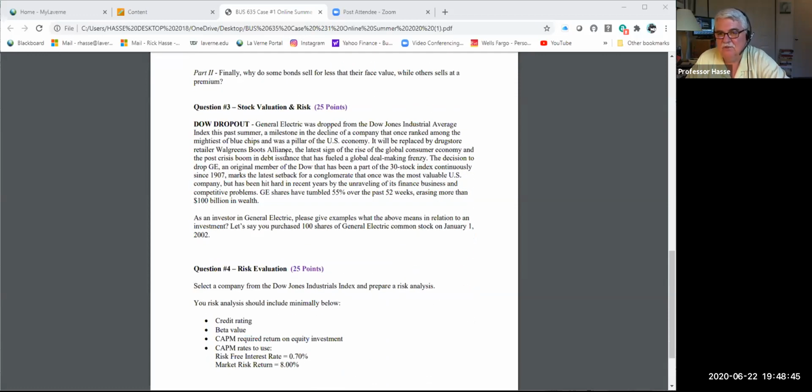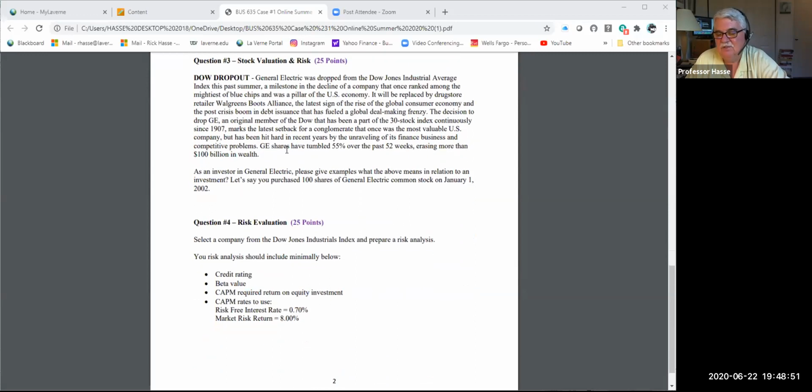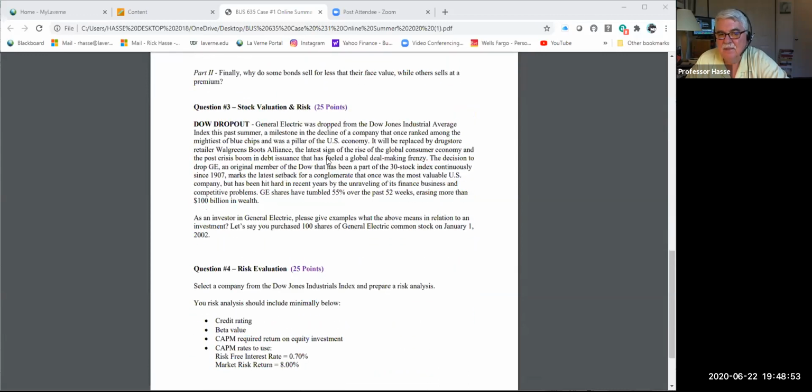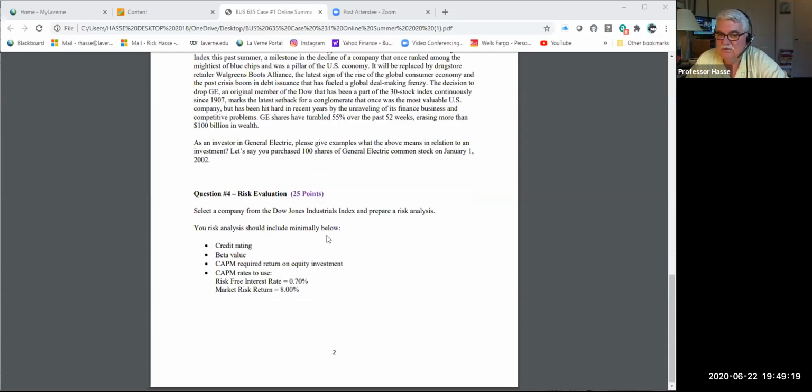General Electric has been one of the dogs with fleas in the stock market for the last 10 years. It has lost a significant amount of value. As an investor in General Electric, please give examples of what the above means in relation to your investment. Let's say you purchased 100 shares of General Electric stock at the beginning of January 2002. Where is that stock today? A little internet research there for you. And then question 4 is more internet research.